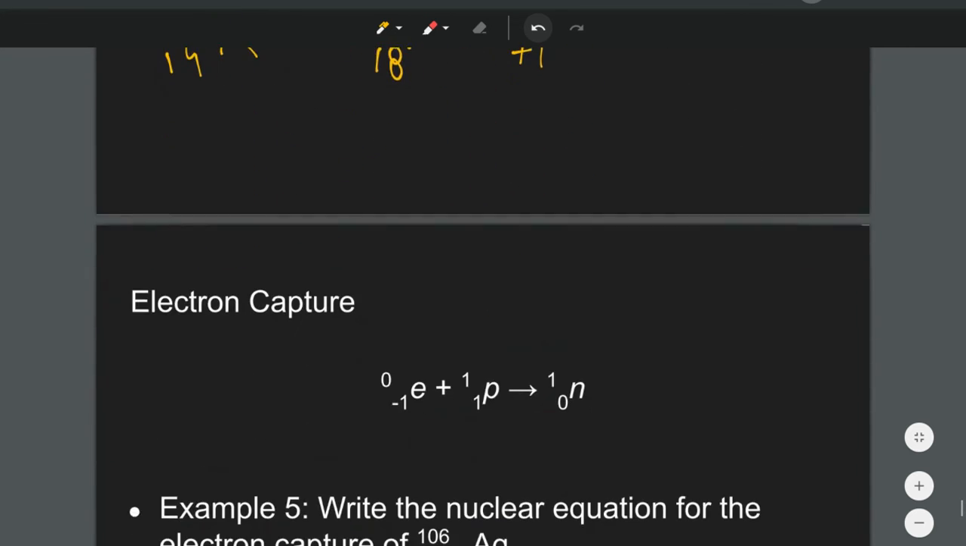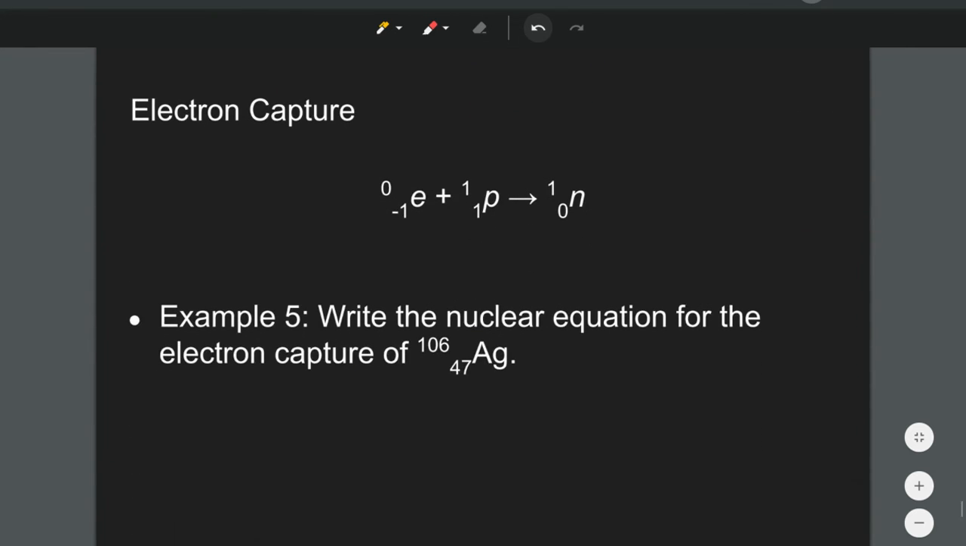Our final type of nuclear reaction is an electron capture. Electron capture is a special type of radiation where the electron actually falls into the nucleus and becomes a neutron. Kind of weird, but that's what happens. So this one says, write the nuclear reaction for electron capture of silver-106. Silver is Ag. One of the ways you can definitely tell it's electron capture is that the electron is going to be on the left side of the arrow. This is the only one where the electron is on the left of the arrow. In all the other nuclear reactions, the particles are on the right side of the arrow because they're given off. This one is taken in.